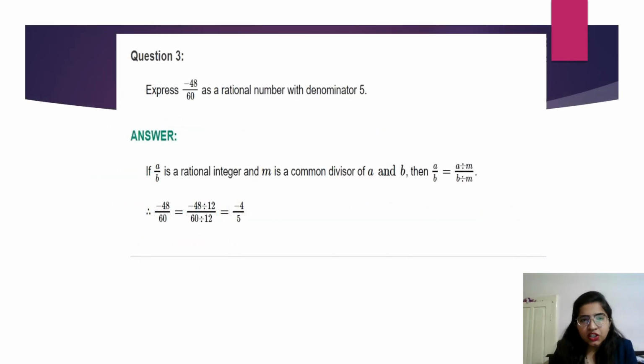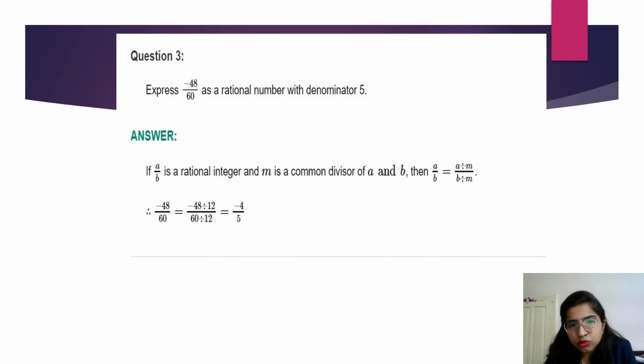So coming to the next question, question number 3 of your exercise. Express minus 48 upon 60 as a rational number with denominator 5. Now you have to make the denominator 5. Same thing you have to do again. 60 must be divided by 5. Just divide 60 by 5. When 60 is divided by 5, you will get 12 as the answer.